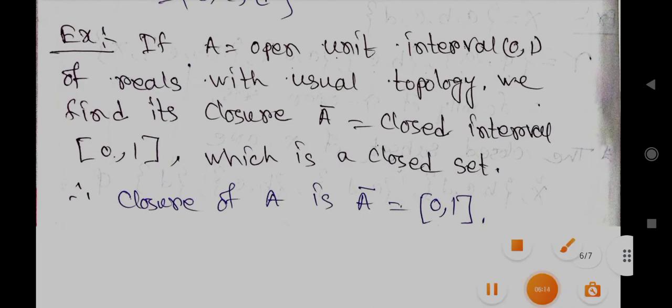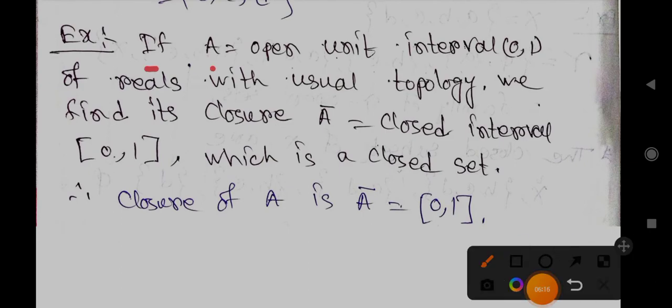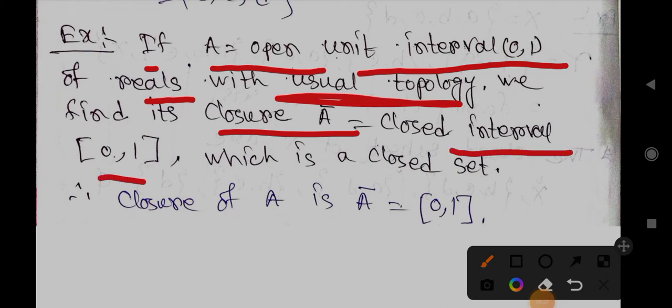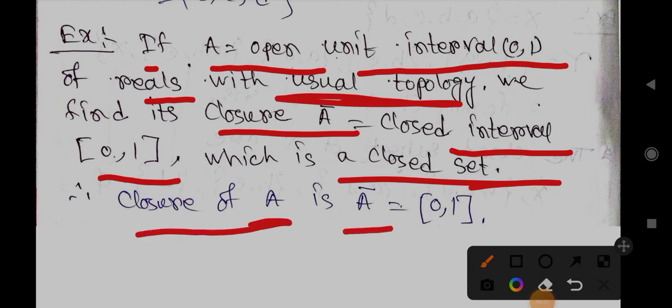Next example. If A equals the open unit interval (0, 1) of the reals with usual topology, we find its closure: A bar equals the closed interval [0, 1], which is a closed set. The closure of A is A bar equals the closed interval [0, 1].